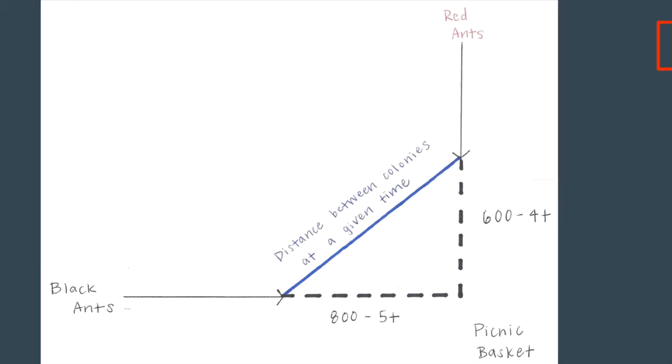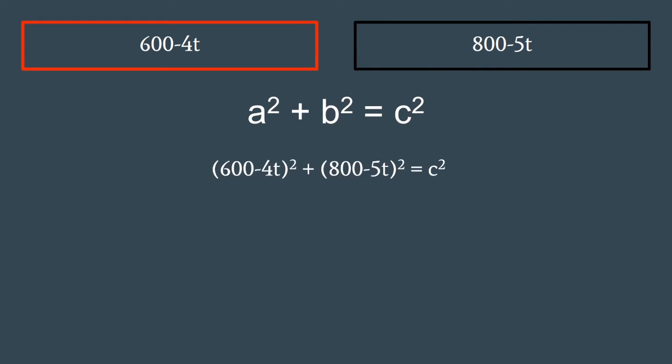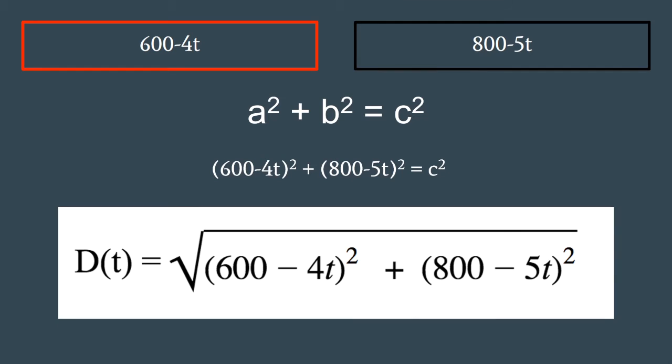Now that we know the lengths of both legs of our triangle, we can finally use the Pythagorean theorem to find the distance between the ants at any given time. We will plug in 600 minus 4t for A and 800 minus 5t for B, and solve for C. C represents the distance between the ants at any given time. Therefore, our formula is d(t) equals the square root of (600 minus 4t) squared plus (800 minus 5t) squared, which is the answer to our second question.